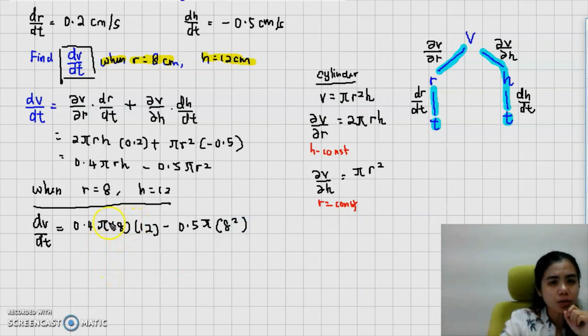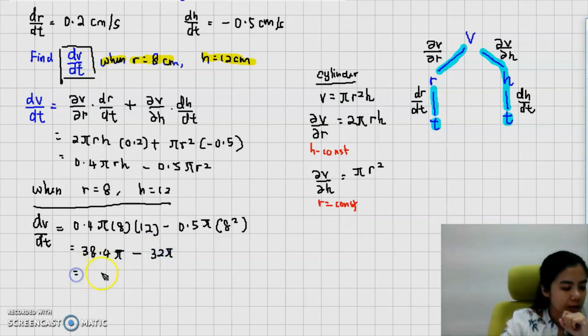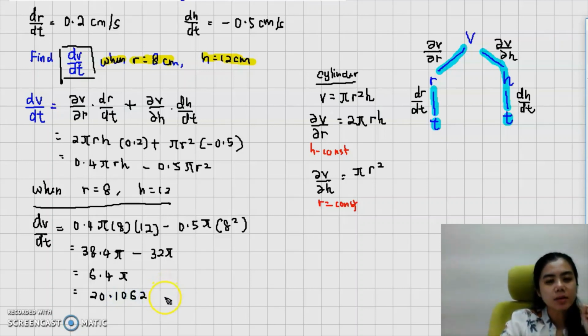Okay, if you multiply, you will have 38.4π minus 32π, and the result is 6.4π. You can keep your answer in terms of π, or you can convert it to a decimal number by multiplying with π. That gives you 20.1062. And remember, every time you write the final answer, you have to include the unit also. The unit for the volume is cm³, and the time is in seconds, so it's per second.